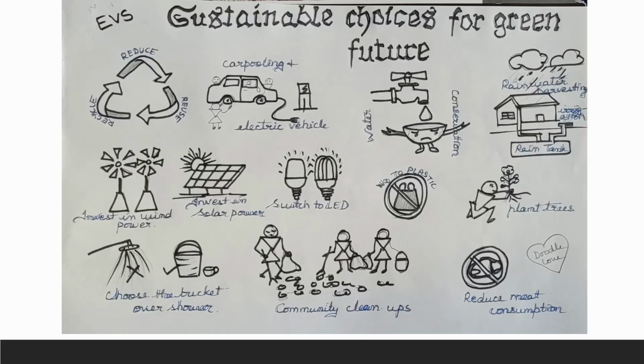Next is environmental science. How about illustrating sustainable choices? Doodle concepts like reducing plastic use, conserving water, carpooling, electric vehicles, rainwater harvesting, invest in wind power, switch to LED, reduce meat consumption, community cleanups, or planting trees for a green future. These simple visuals can be powerful teaching aids because they strip down complex ideas into basic, understandable actions. Children can easily interpret and relate to these images.